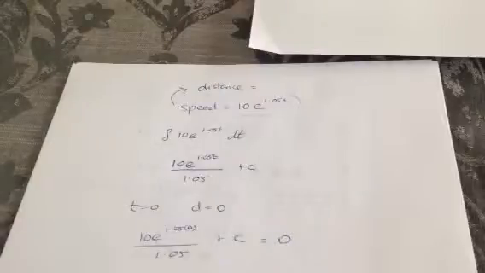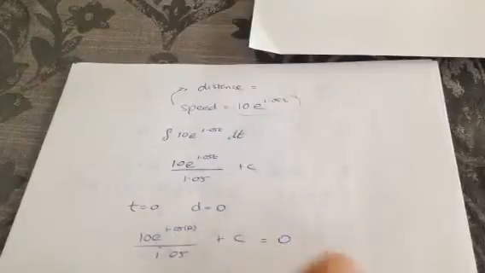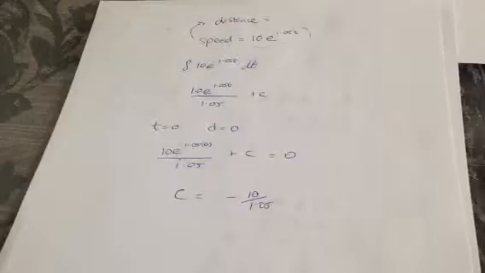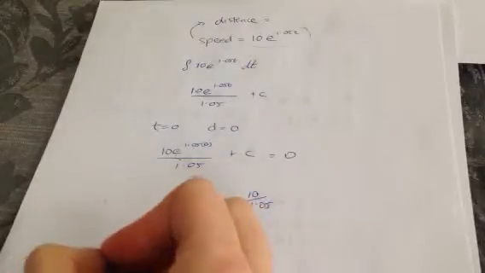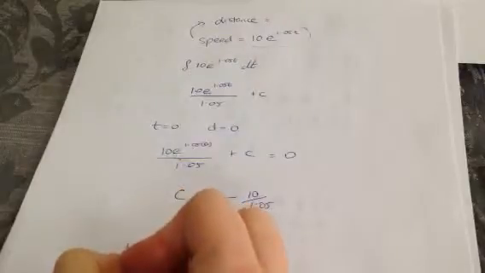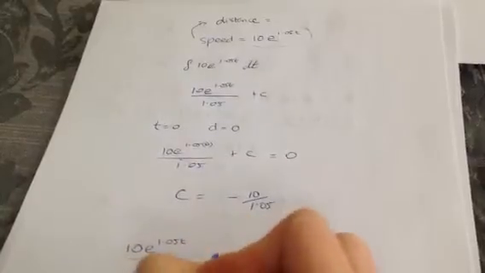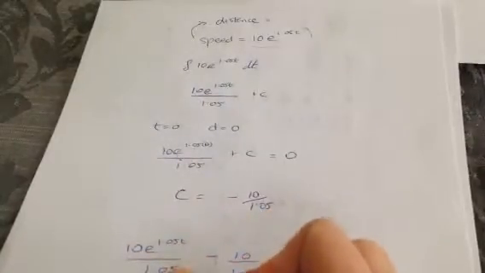And I'm going to move that over, so we end up with c is equal to minus 10 all over 1.05, and you can write that as minus 0.952438 if you want as well. So I now have c, so my actual formula is, if I want distance, my distance formula.